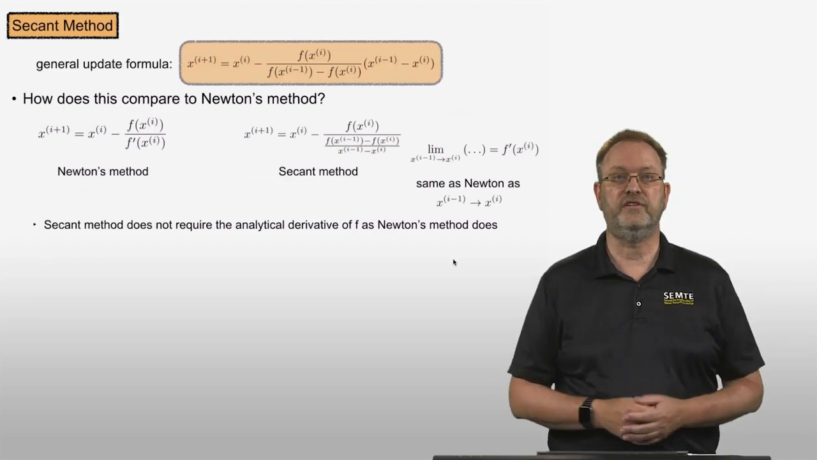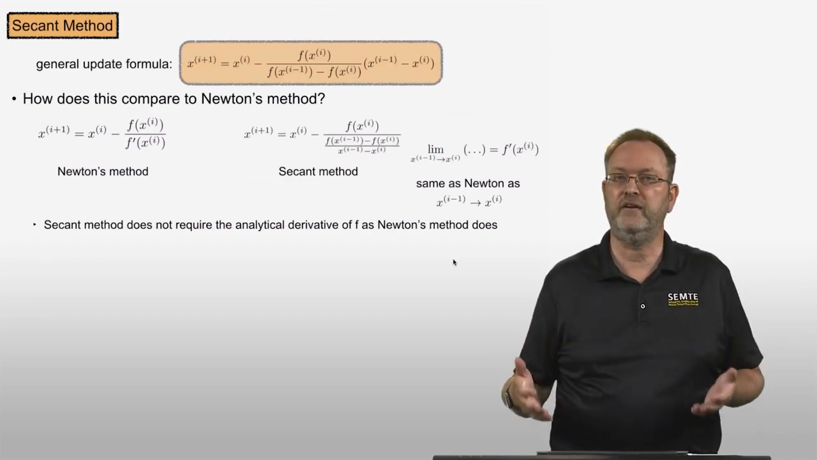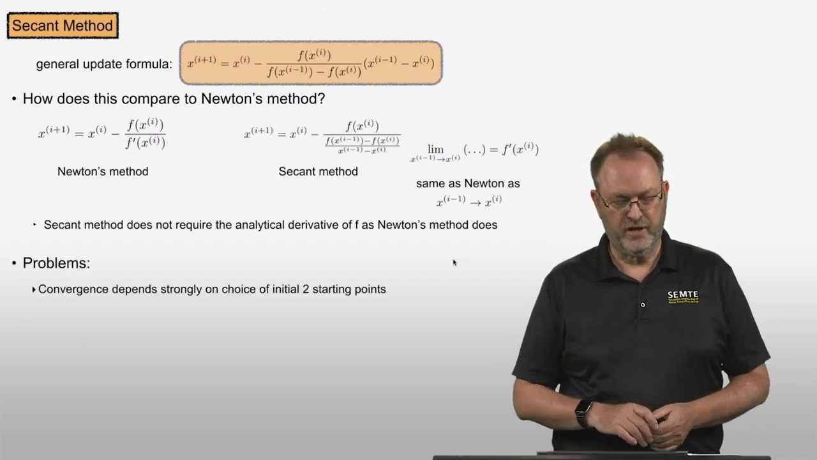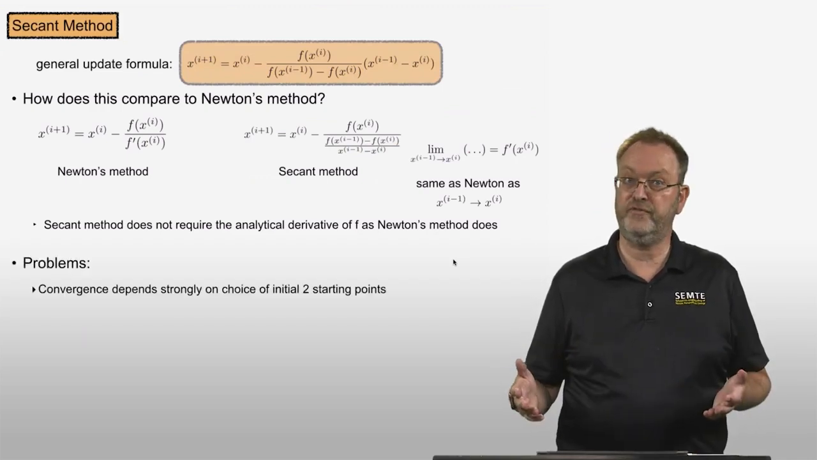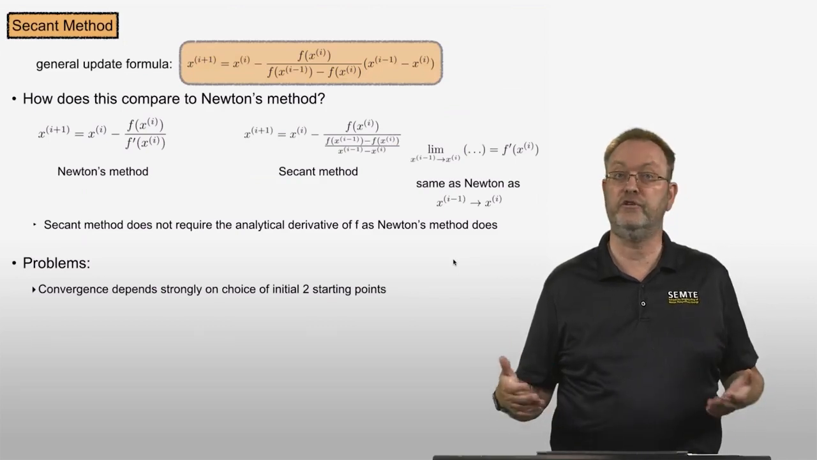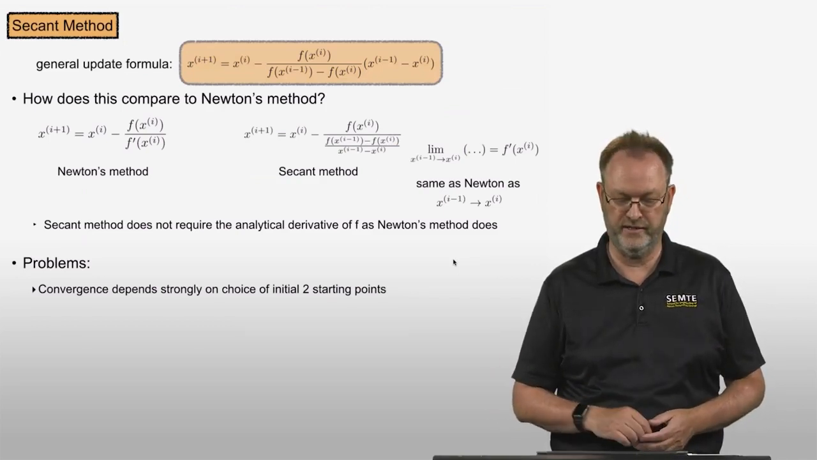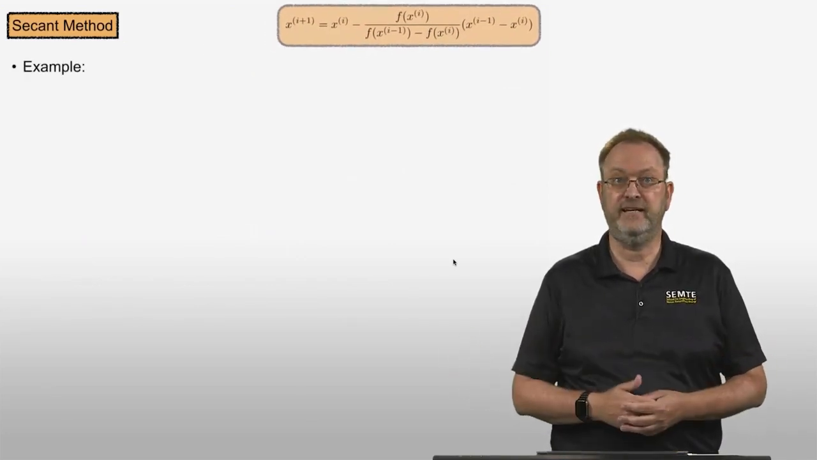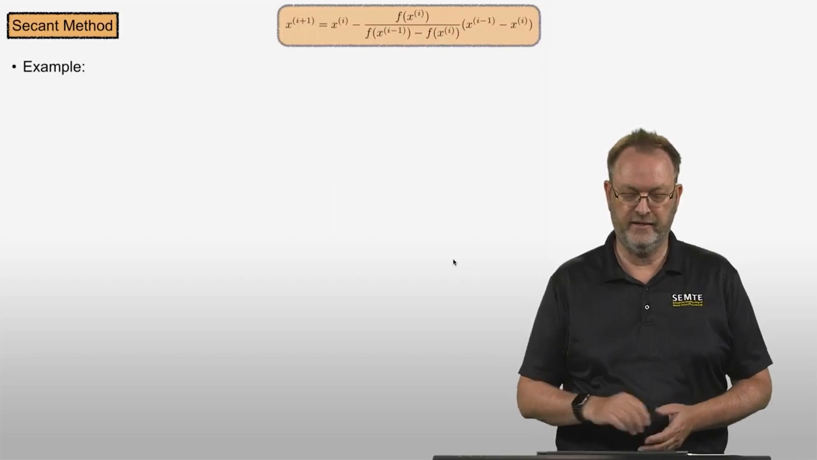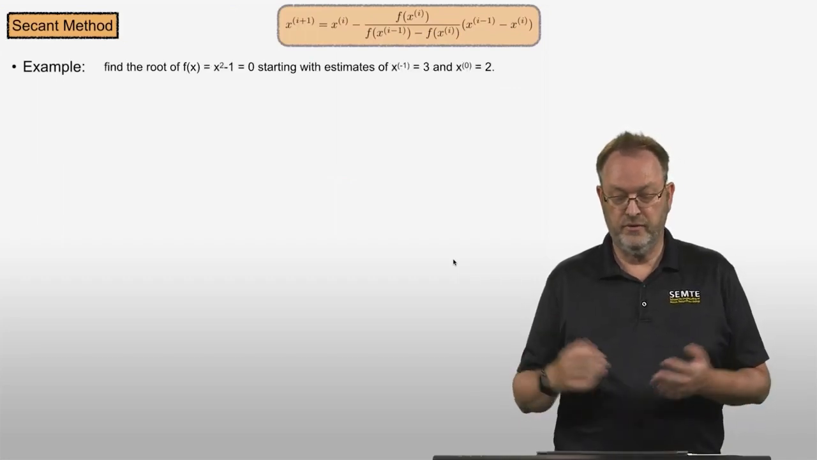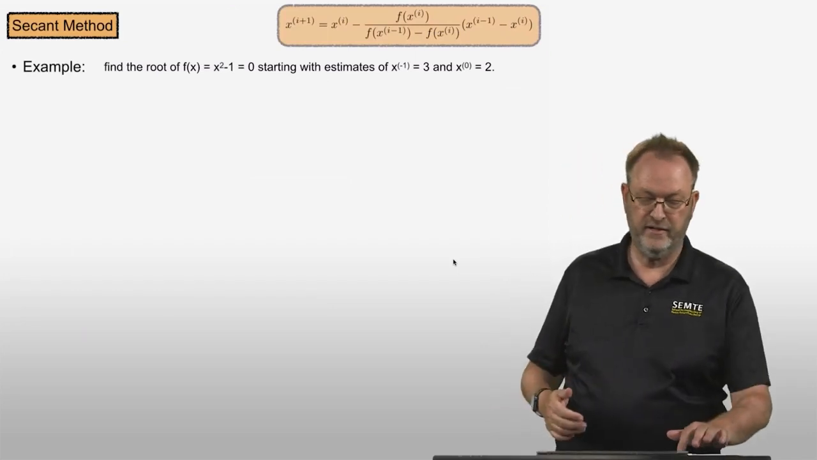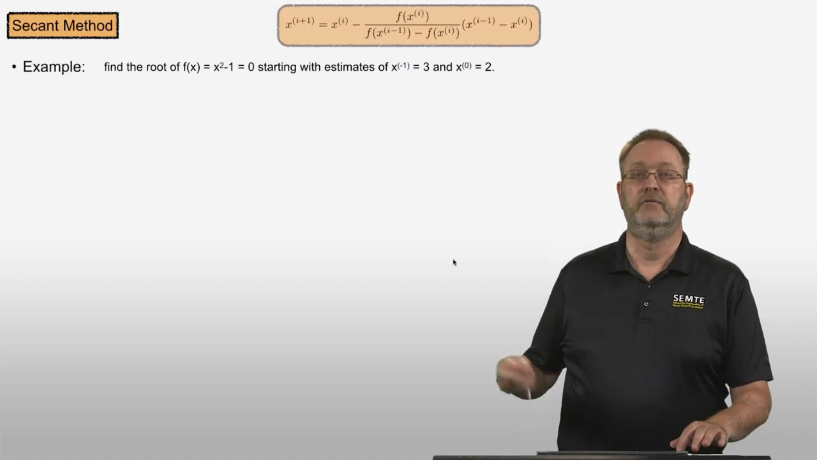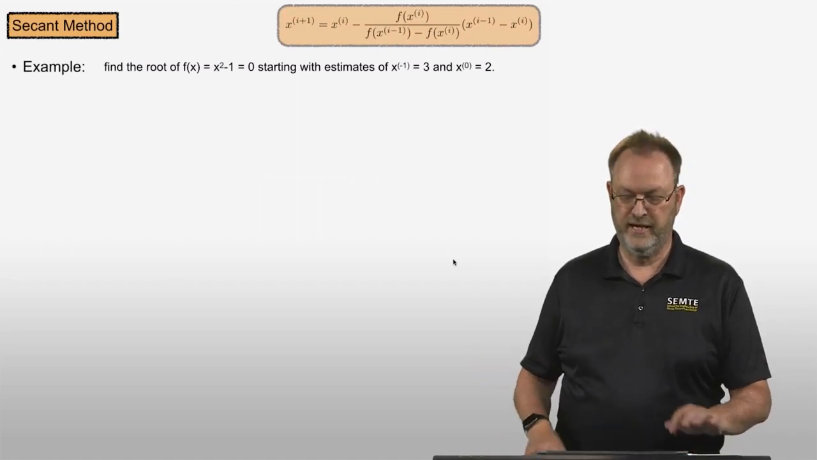Now, the big advantage of the secant method is that it does not require the calculation of this analytical derivative. There are some problems with this, though. The convergence of the method depends strongly on the choice of the initial two starting points. And those then have to be derived again from some physical insight into the nonlinear equation that we are trying to solve. So let's do an example again. We're trying to find the root of f of x equal to x squared minus 1 using two initial guesses, 3 and 2.